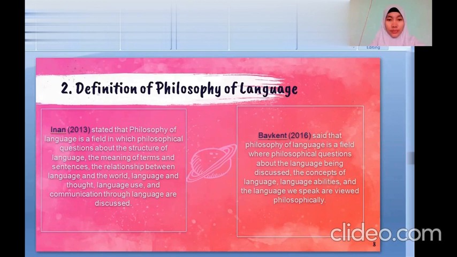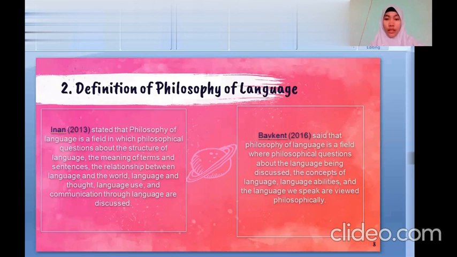Okay, I will continue to explain about definitions of philosophy of language. There are 2 experts that define philosophy of language. The first, in 2013, states that philosophy of language is a field in which philosophical questions about the structures of language, the meaning of terms and sentences, the relationship between language and the world, language and talk, language use and communications through language are discussed.